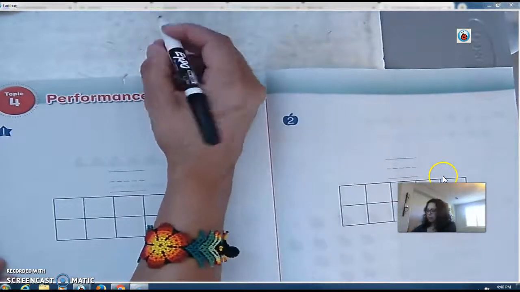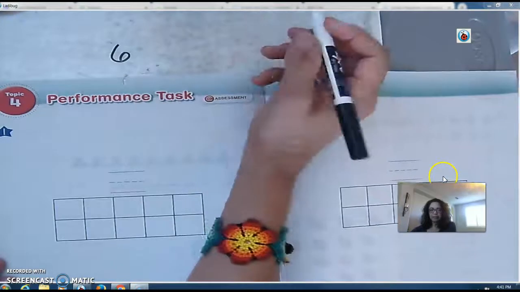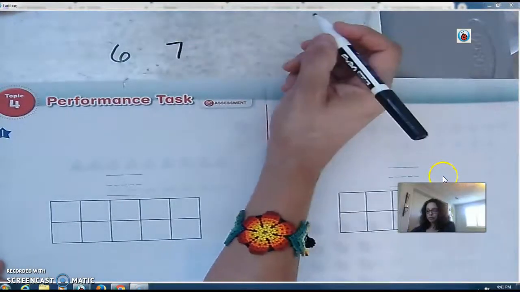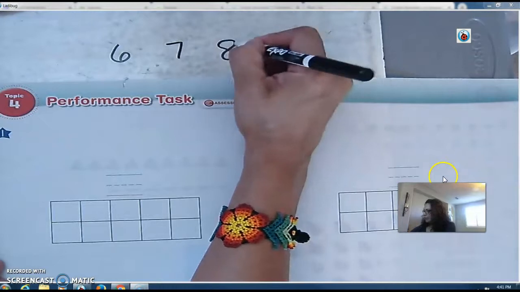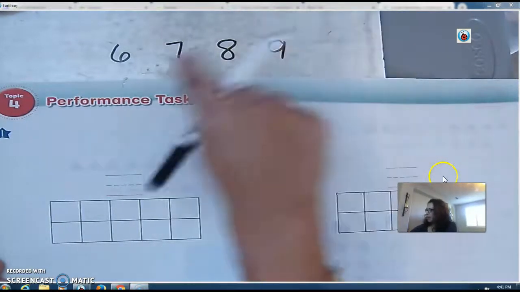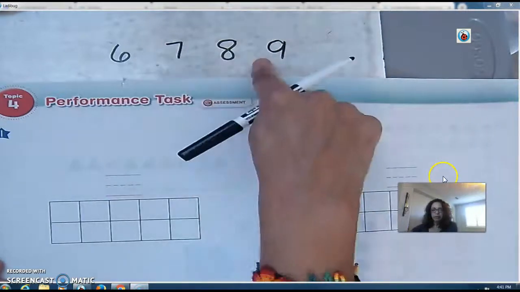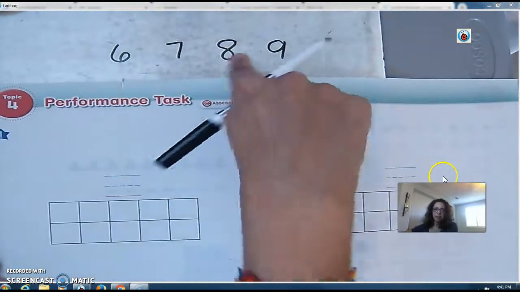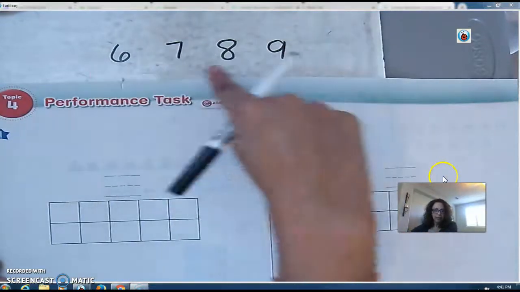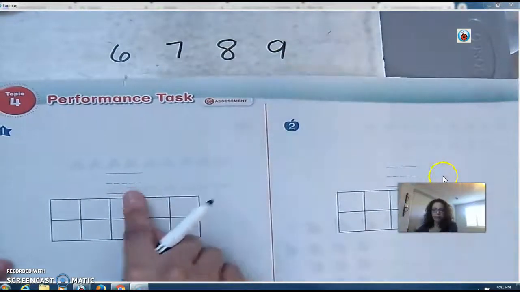So, what comes after 5? 6, right? What comes after 6? 7. What comes after 7? 8. And what comes after 8? 9. So, all of these numbers are in between 5 and 10. So, I want you to choose your favorite one from here. It can be any of these, and you're going to write it right there.